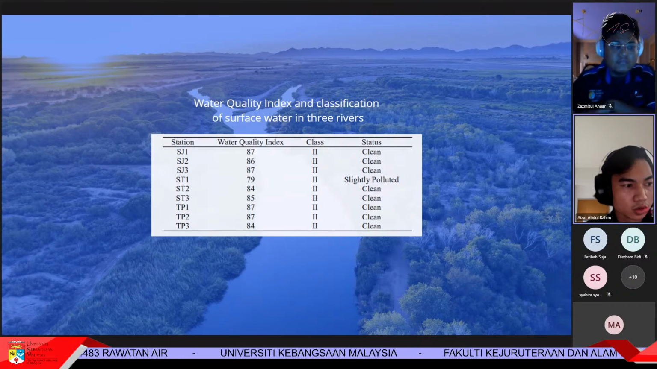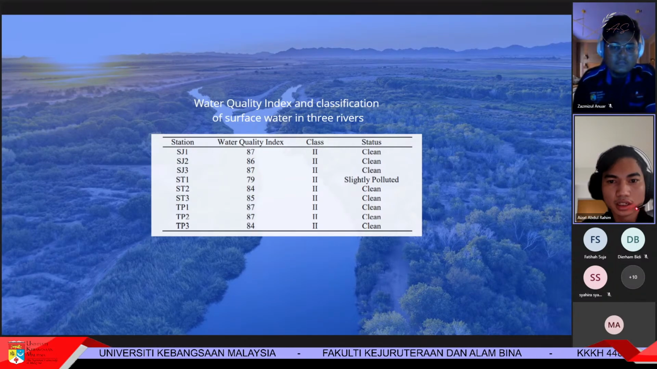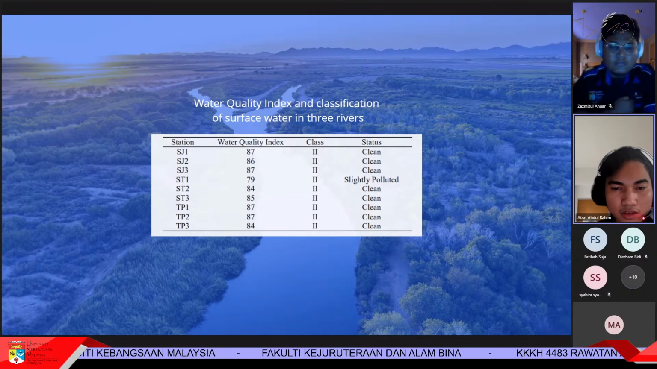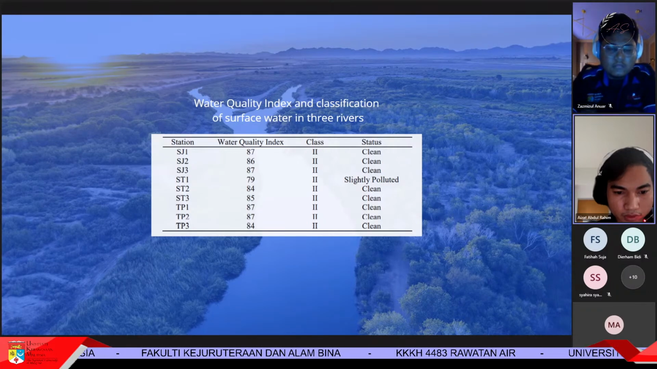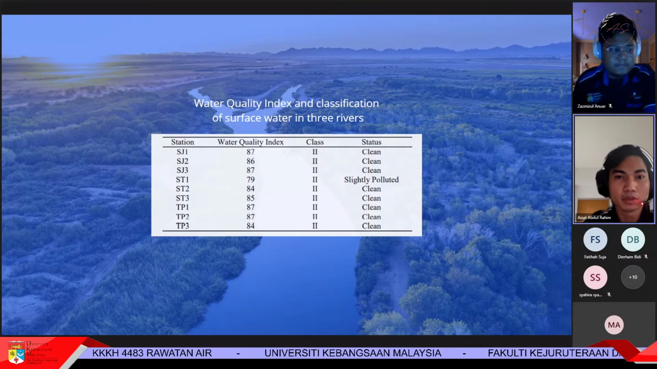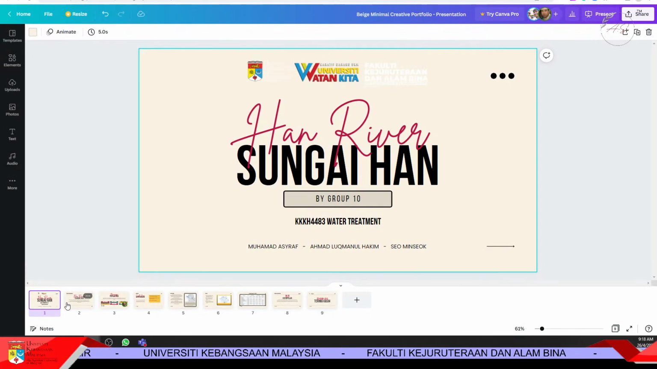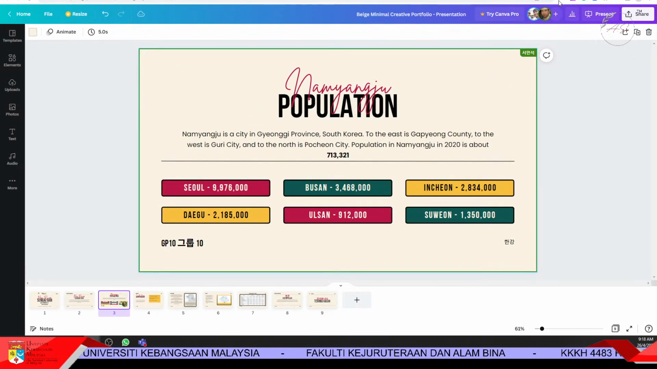So this is the water quality index and classification of surface water in 3 rivers. As you can see, all the stations show clean status, except for ST1, which is slightly polluted. So an evaluation of water quality of 3 rivers, which are Sungai Jeriau, Sungai Terenum, and Sungai Tanah Pama, was successfully carried out, and overall the water quality index of the rivers remains clean and they can be used as water supply sources, requiring only a conventional treatment system. Thank you.